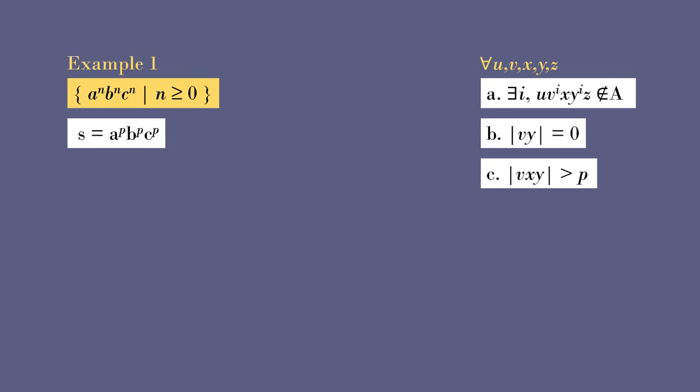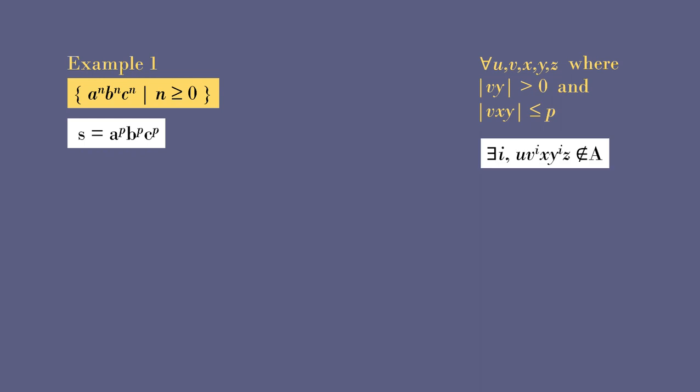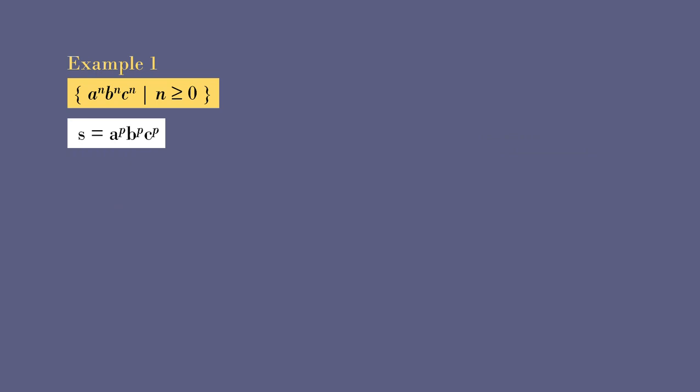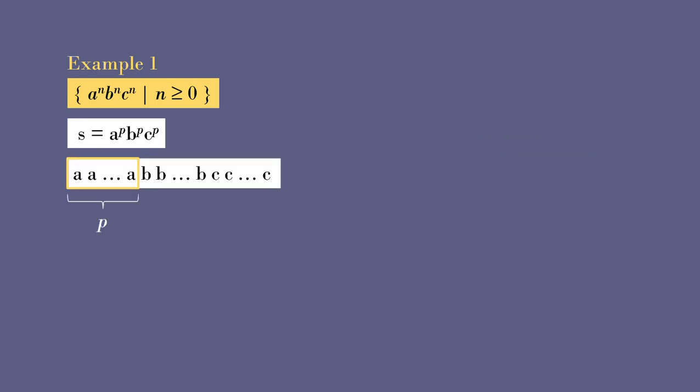That is, we have to show that for all u, v, x, y, z where vy is non-empty and vxy is at most the pumping length, there exists such a pumped variant of the string that is not in the language. We know that the substring vxy is at most the pumping length. So it consists entirely of A's, or a mix of A's and B's, or entirely of B's, or a mix of B's and C's, or entirely of C's.